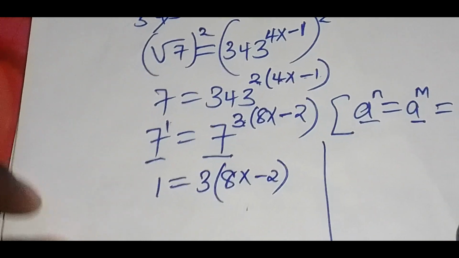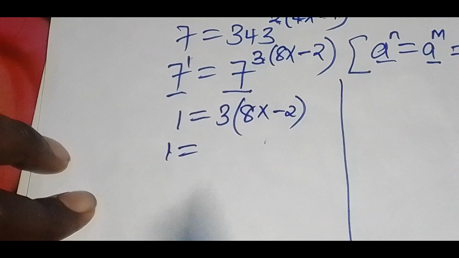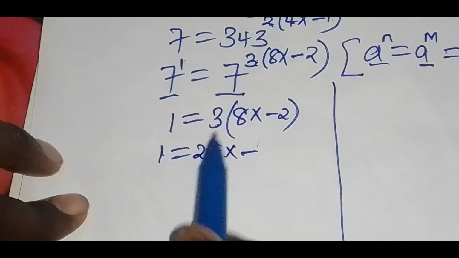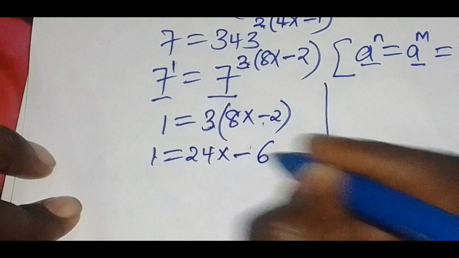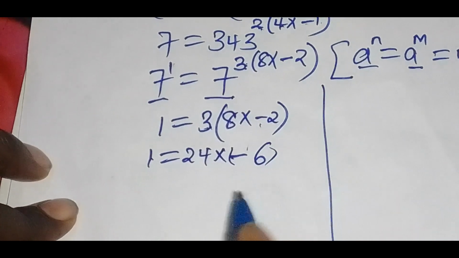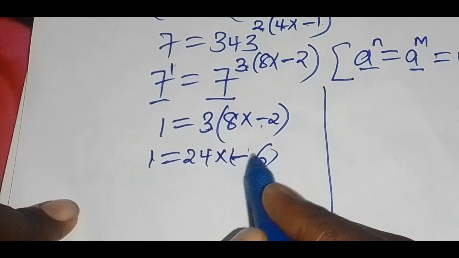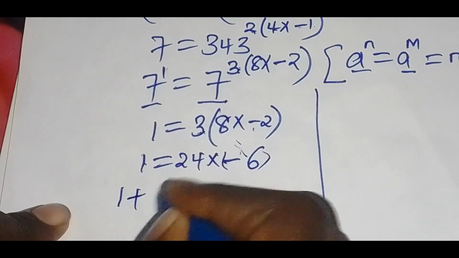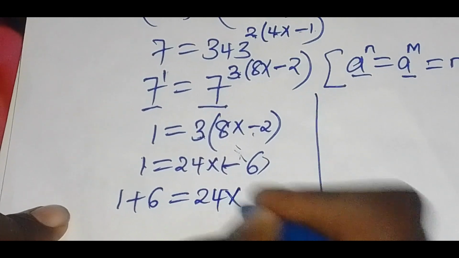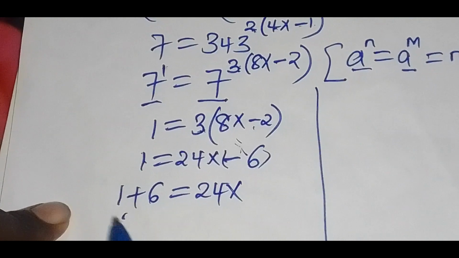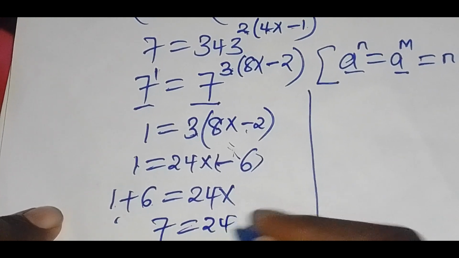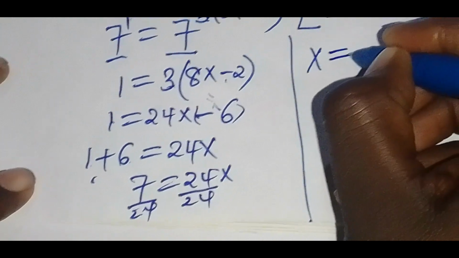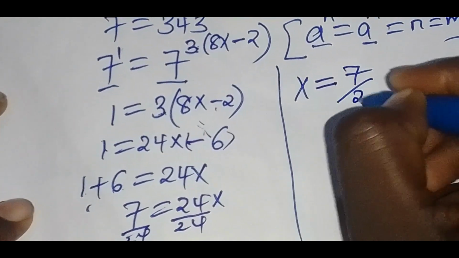Okay, so that we will have 1 is equal to 8 times 3, this is equal to 24x, minus 3 times 2, this is minus 6. Okay, and now we collect the like terms together. You take minus 6 to the left hand side, so that we'll have 1 plus 6, which is equal to 24x. Okay, so this is 1 plus 6, this is 7, is equal to 24x. Divided by 24, divided by 24, so that the value of x is equal to 7 over 24.